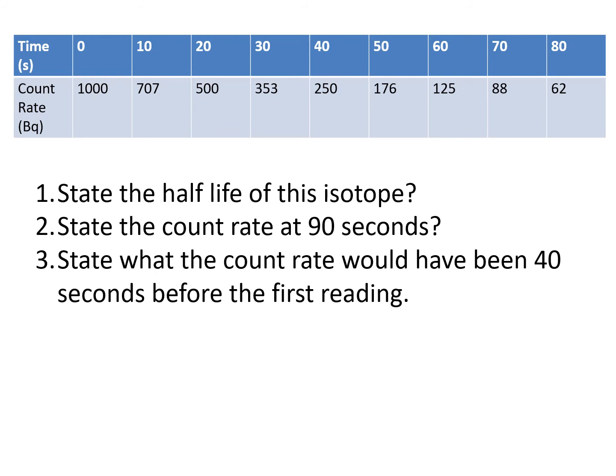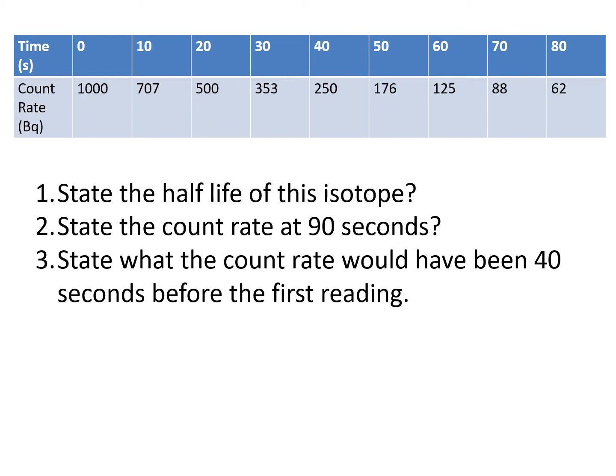So this is a typical exam question where they might give you a set of numbers and ask you to work out what the half-life is. Well, if I look at 0 seconds, we've got 1000. At 10 seconds, we've got 707. That number has not yet halved. The 1000 is not halved to get to 707, so that's not a half-life. But you'll notice at 20 seconds, that 500 is half of 1000. So in fact, it took 20 seconds to halve from 1000 to 500.